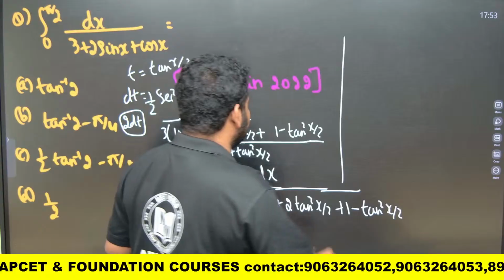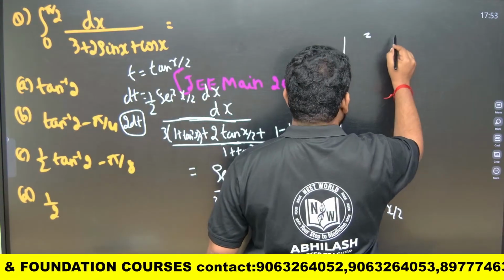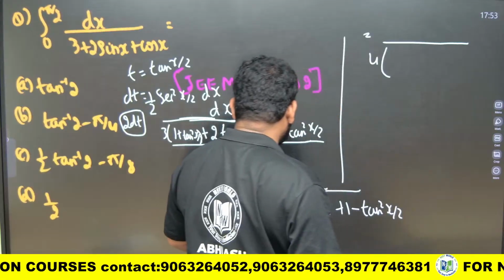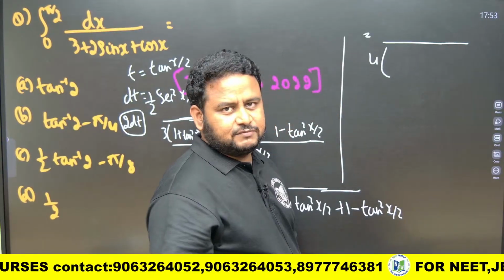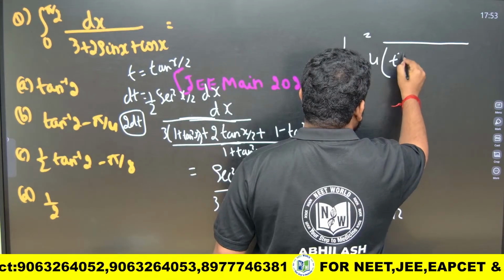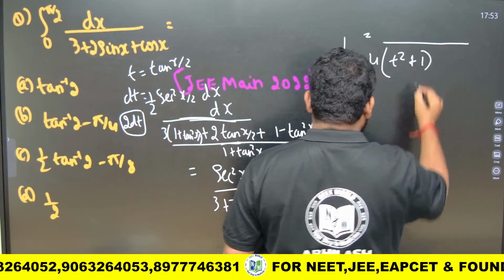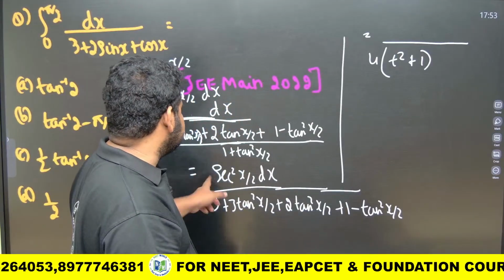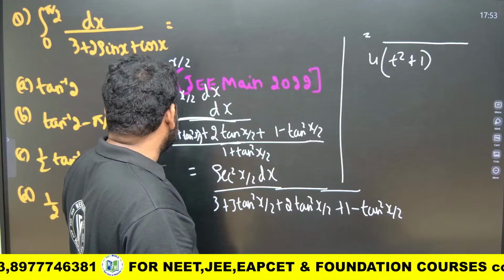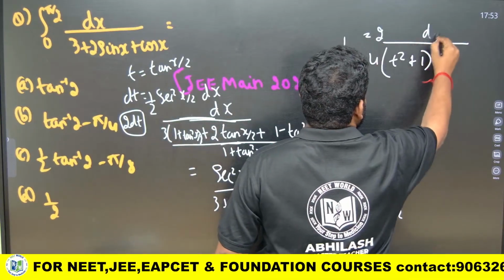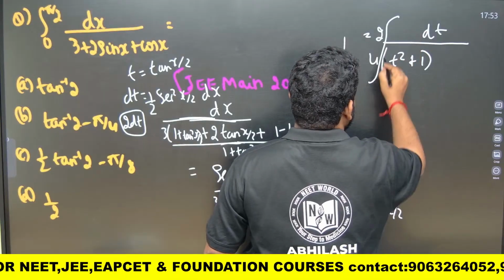So if I take 4 common, the denominator will become 4 into tan square x by 2 plus 1. Tan x by 2 we took as t, so this will become 4 into t square plus 1. The numerator will be secant square x by 2 dx, which is nothing but 2 dt. So the integral of 2 times dt.